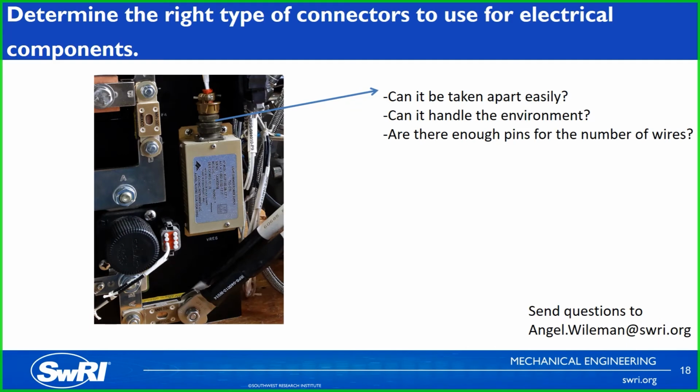And then also thinking through the right type of connectors for electrical components. Again, thinking through these types of questions: Can it be taken apart easily? Can it handle the environment it's in, especially if there's water or other fluids? And are there enough pins for the number of wires? In addition to that, can you choose connectors that have extra pins so that you can add additional wires or transmitters if needed through the process? You don't want to be lacking, especially since it's easier to get a connector with a couple extra pins.